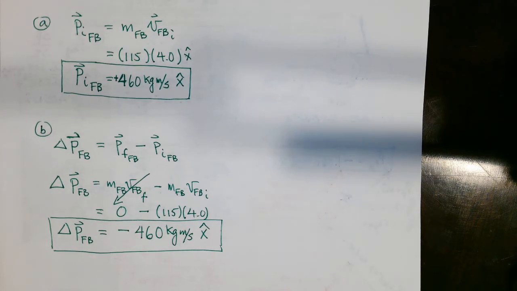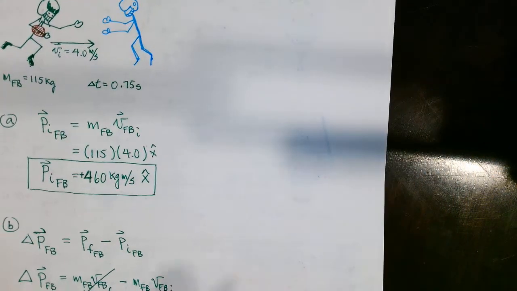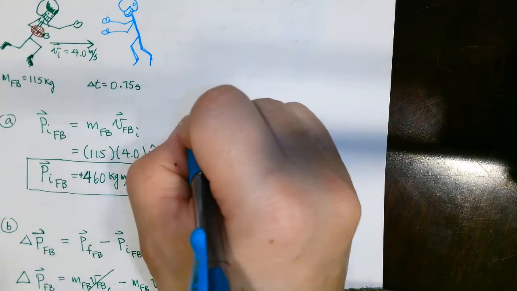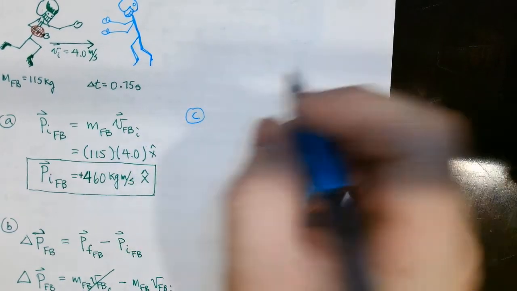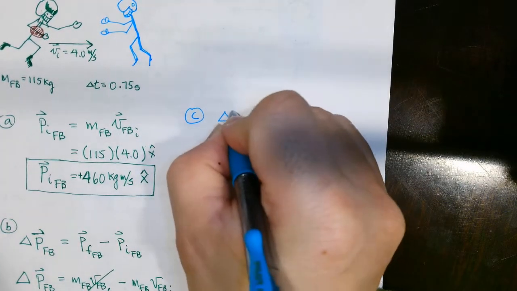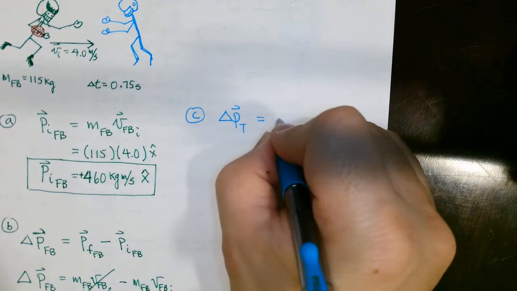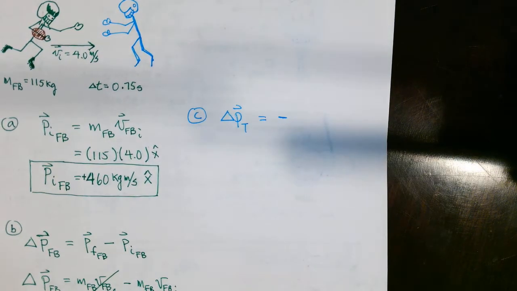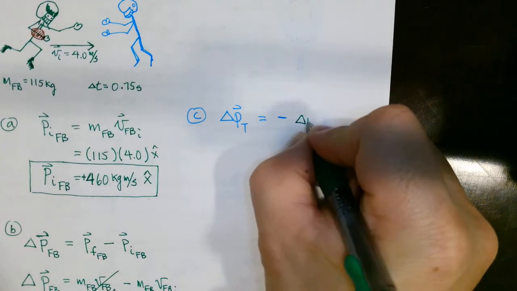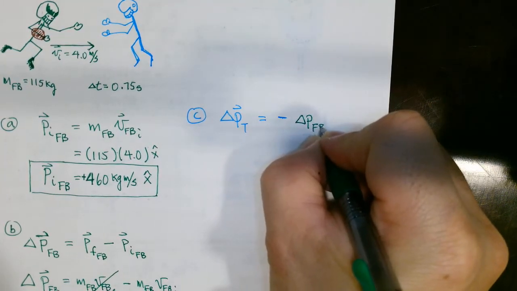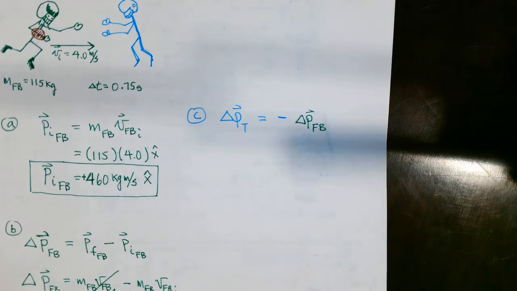Well, what about part C? The impulse exerted on the tackler. How much impulse is exerted on the tackler by the fullback? We know the change in momentum for the tackler has to be the negative of the change in momentum of the fullback because it's going in the opposite direction. They have to be the same magnitude.